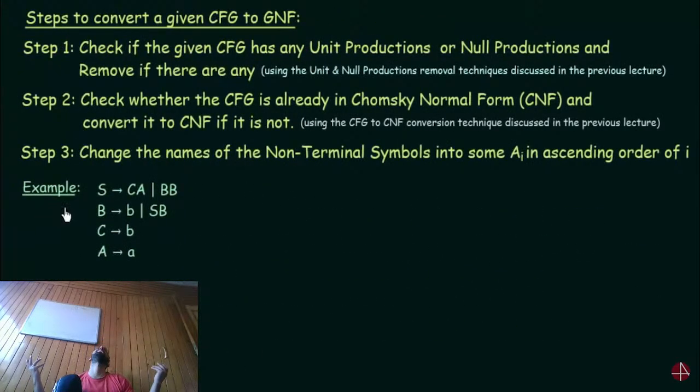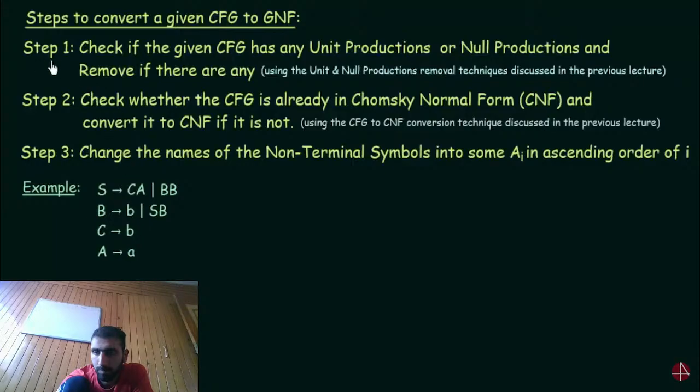Alright, so here we have an example where we have a context-free grammar given, and the productions are of this form. S gives CA and also BB. B gives small b and also SB. C gives small b and A gives small a. So here the capital letters denote the non-terminal symbols, and the small letters denote the terminal symbols.